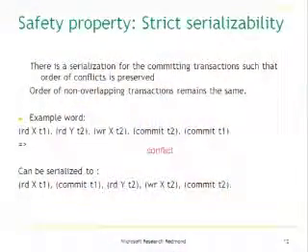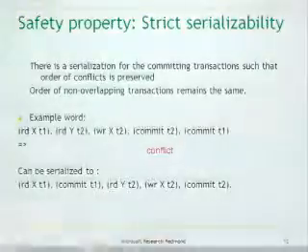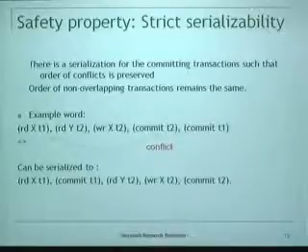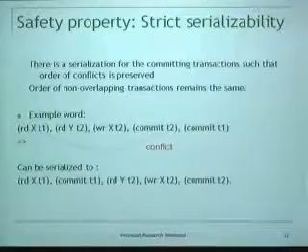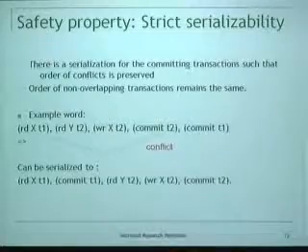So, as an example, let this be a word between two threads, T1 and T2. We see that the read of x by T1 conflicts with the commit of T2 because the thread T2 writes to x. So this is a conflict. But still, we can move this commit earlier, and we can serialize this given word to this one.